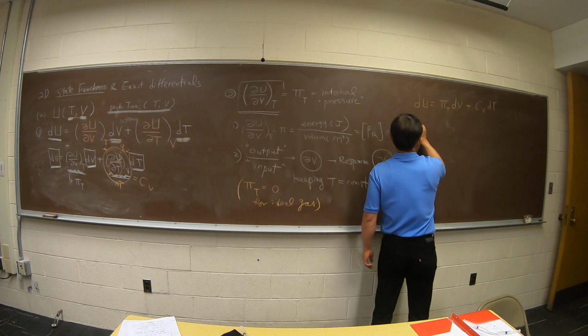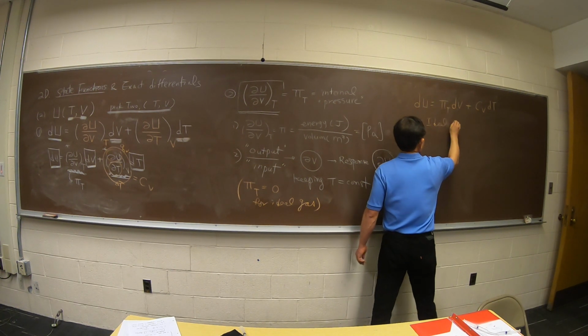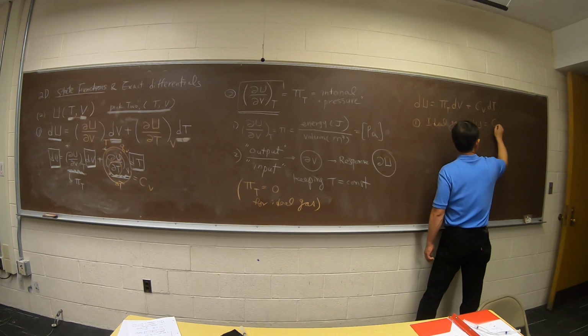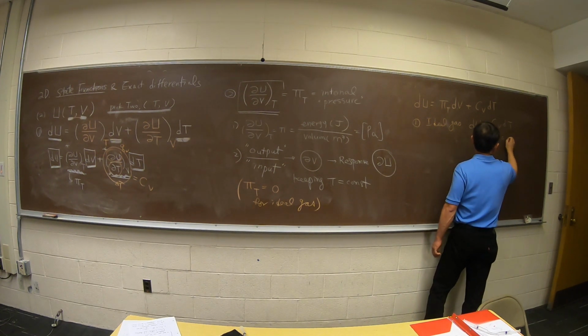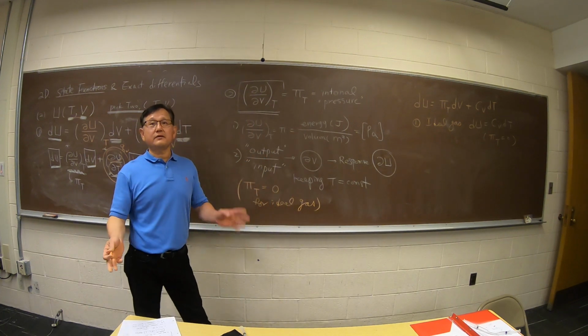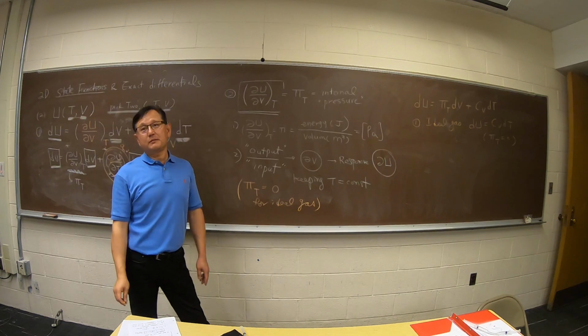And like I said, for an ideal gas, all of this will be dU = CV dT because pi T is 0. So that makes your life easy, and your internal energy solely depends on one variable, which is temperature.